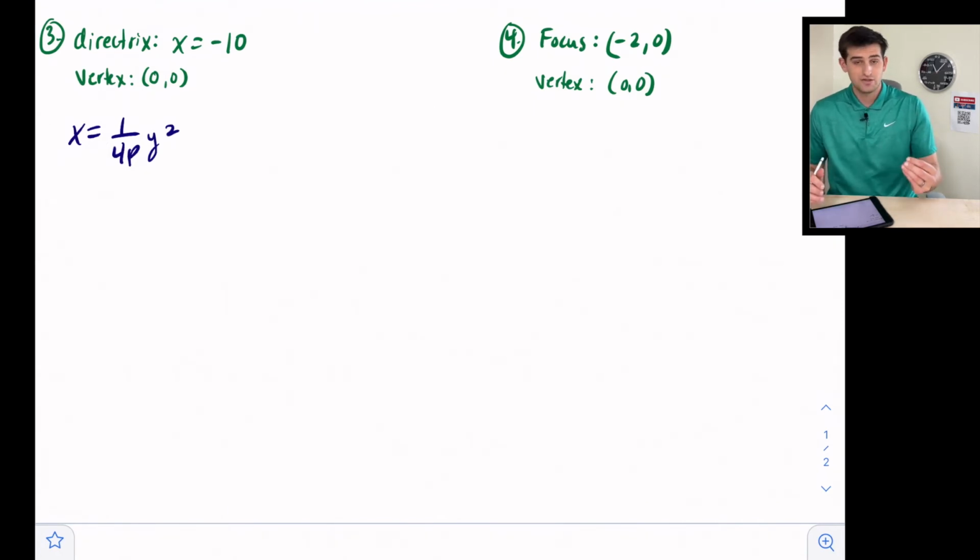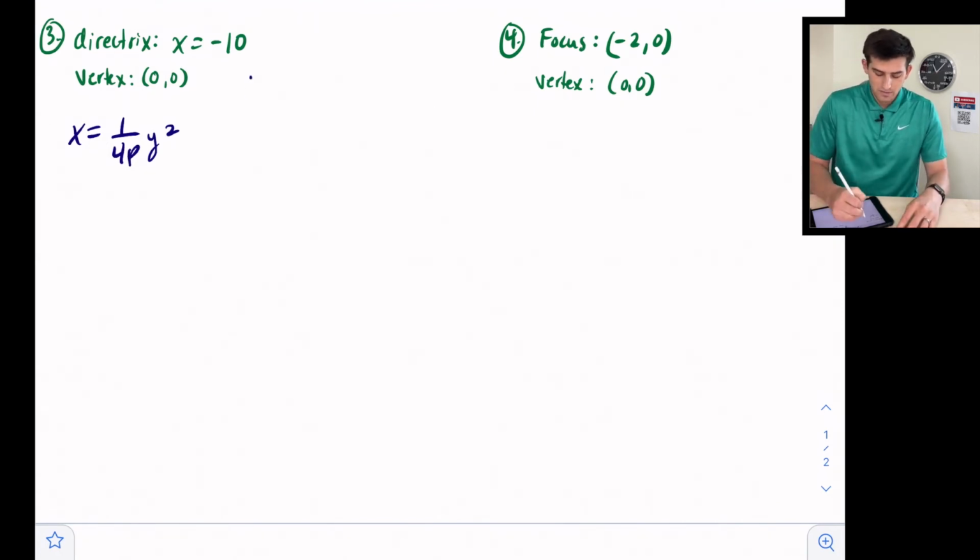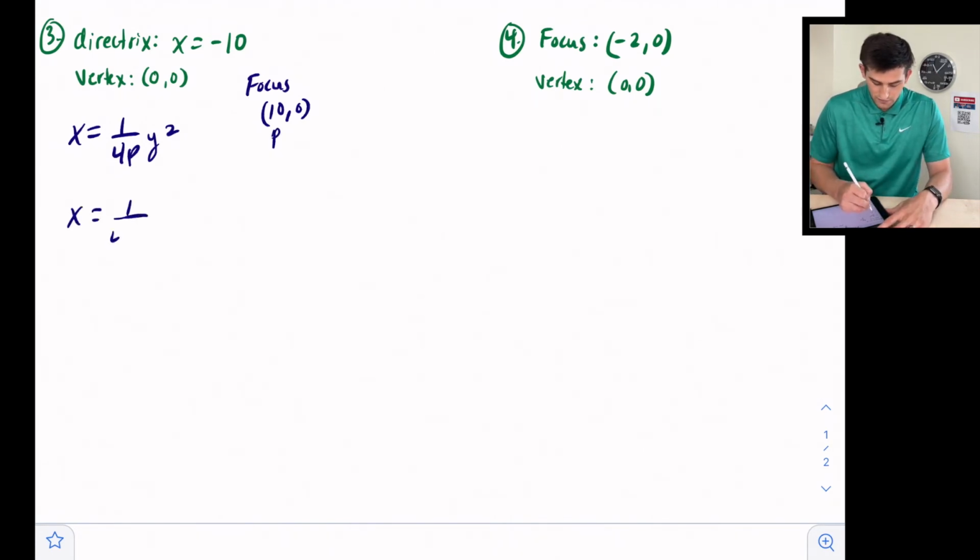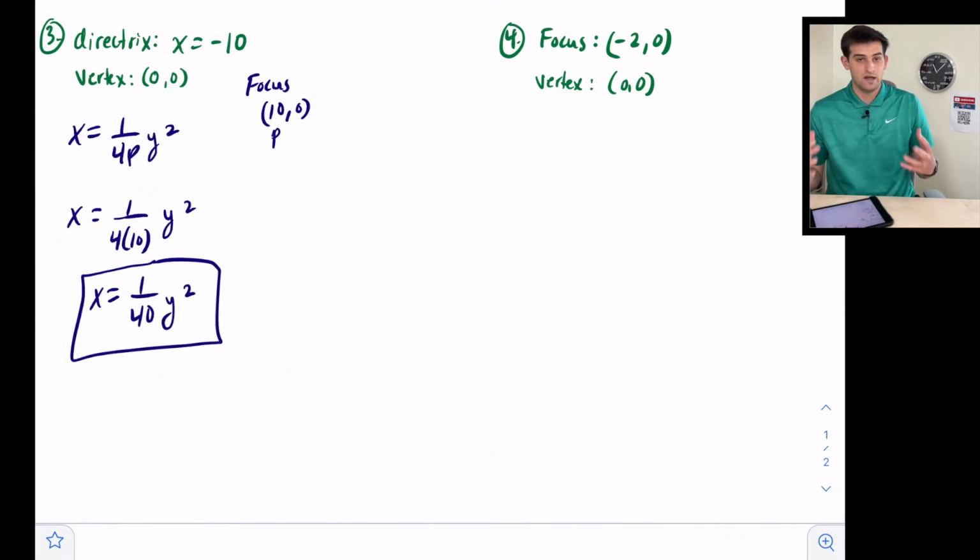So we're given the directrix x equals negative 10. So that means our focus would be (10, 0), which means we have our p value, which is 10. So now we can take 10 and plug it in for p. So 1 over 4 times 10, y squared, and we get x equals 1 over 40 y squared, and that would be the equation of that parabola.